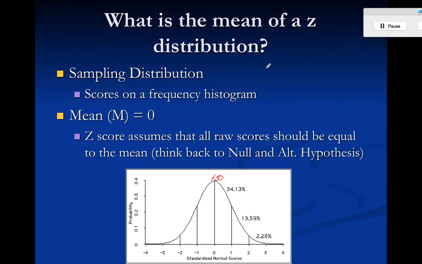So remember, if Z equals 0, your score is the mean, okay? You got exactly the average score. If Z is positive, your raw score is above the mean. If your z-score is negative, your raw score is below the mean in that particular case.